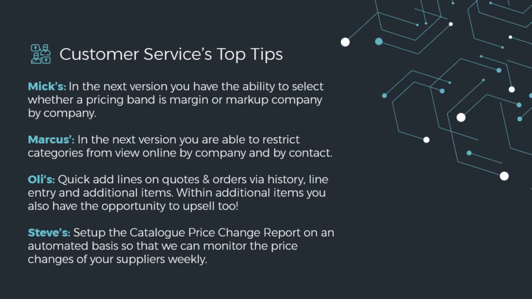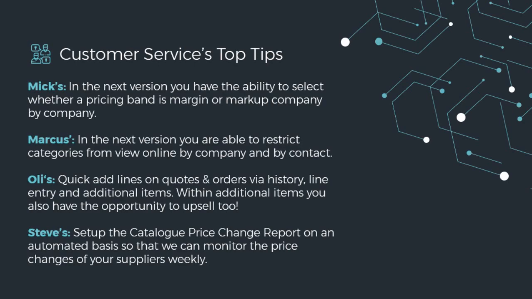Another one from the next version, we've got marketers, and in the new version, you'll be able to restrict categories from view online by company and by contact. So if you've got companies that want access specifically just to paper, or they just buy toners from you, and that's all they want to see online, you're going to be able to restrict the companies from other categories that they may want to remove from view.